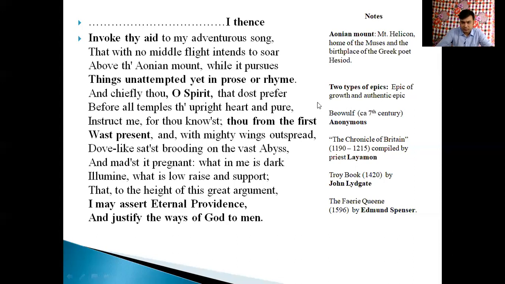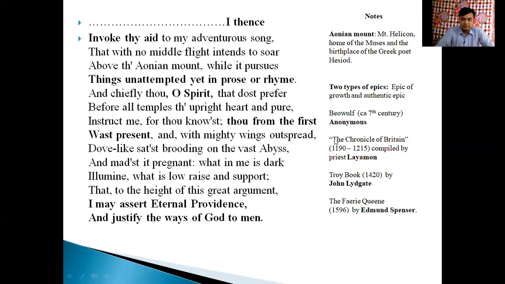Look here, epic of growth is a kind of epic which is written by many authors, or orally transmitted, but authentic epic is written by a single poet. Make no mistake, authentic epic is written by a single poet. And in the 7th century we had Beowulf, though we have a great controversy about whether it is English or not, but that is their ancient literature, like our Chorjapad in Bangla.